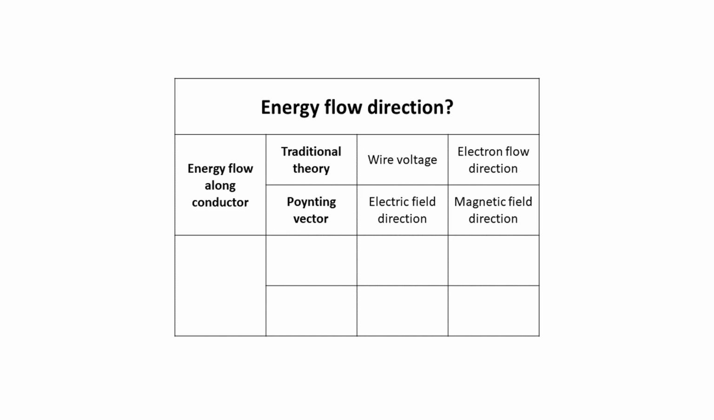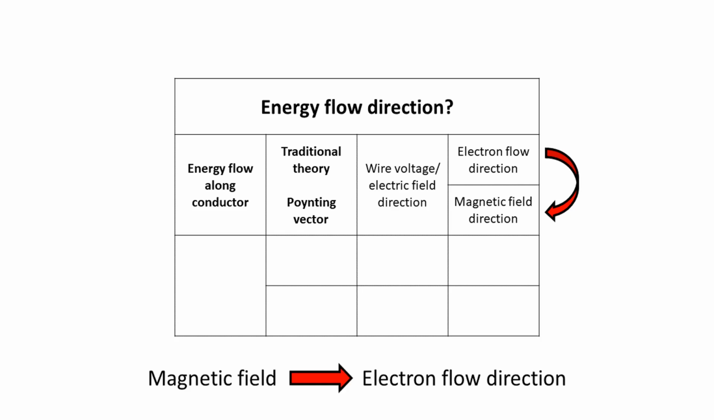Of course, this makes sense when you realize that wire voltage and electric field direction are basically synonyms, and that the magnetic field is determined by the electron flow. So what appears to be two different methods to analyze the circuit turns out to be the same method, with the magnetic field direction serving as a proxy for the electron flow.